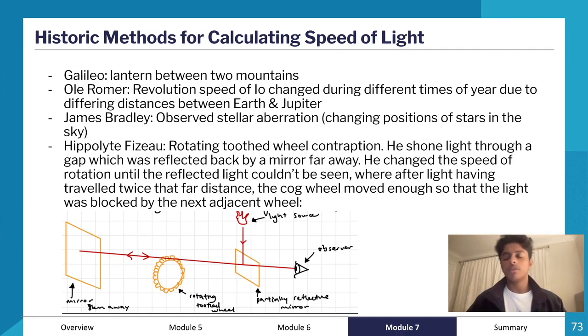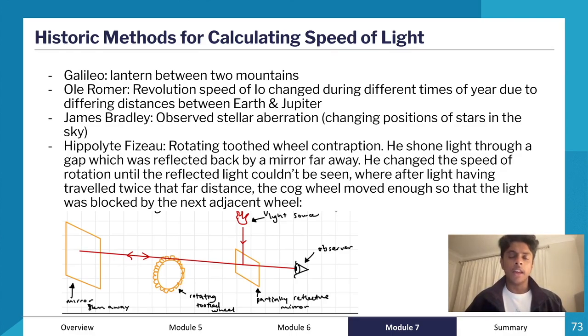There are two issues with that though. First of all, the speed of light is a very, very large value. In fact, it can travel around the Earth 7 times in 1 second, and so the time it would take to travel 6 kilometers in this case will be very, very little. And it's not like Galileo could stand 40 or 50 kilometers away, because then he wouldn't be able to see the other person because of Earth's curvature. And so the time was very, very insignificant.